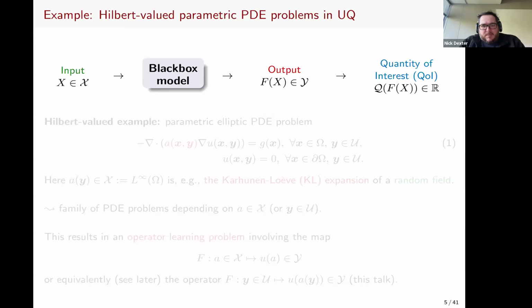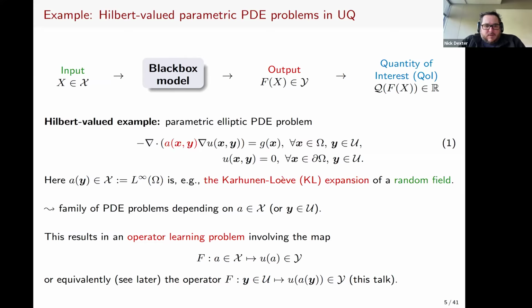So the typical example of Hilbert-valued parametric PDE problems in UQ: you have some input x, you have a black box model, and you have some output F of x in Y. And then you use that to compute some quantity of interest. So some other function Q is applied to F, and that's what you're really interested in.